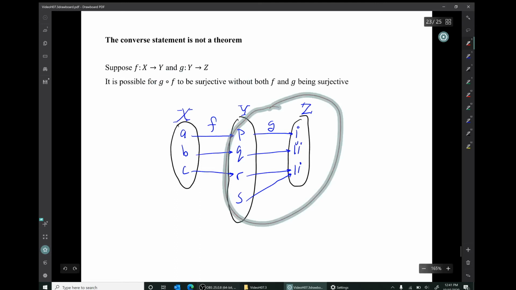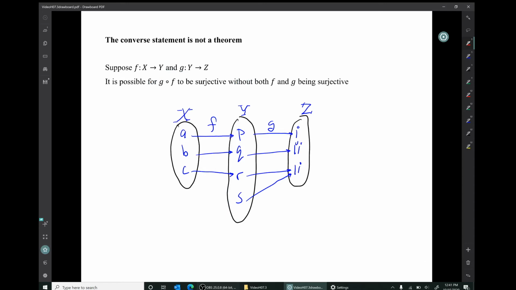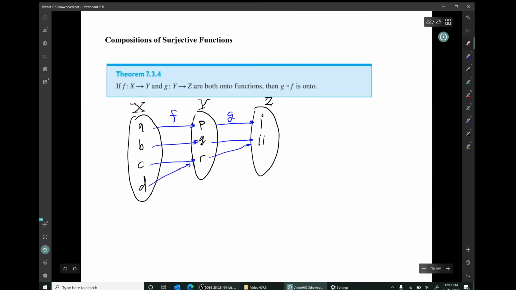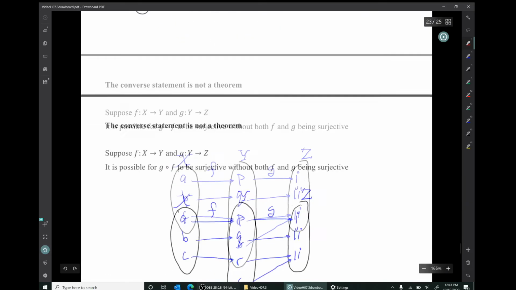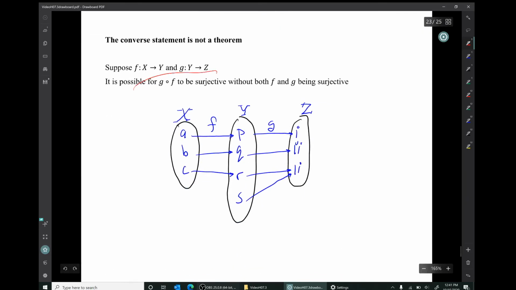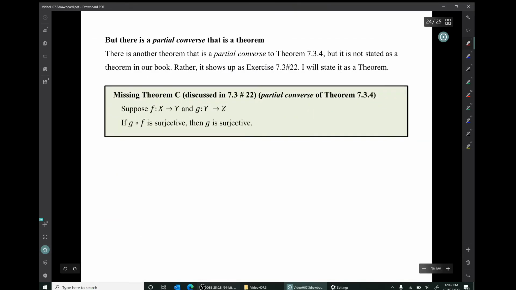So it turns out that there is a partial converse to the theorem that we can state. Remember, the theorem says that if you have two functions that are both surjective, then their composition is surjective. The converse is not a theorem. You can have two functions whose composition is surjective without the functions both being surjective. So that converse statement is not a theorem. You can see here's a counterexample that shows the converse statement is not a theorem. But this partial converse is a theorem.